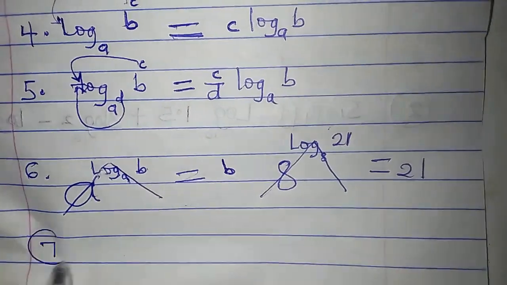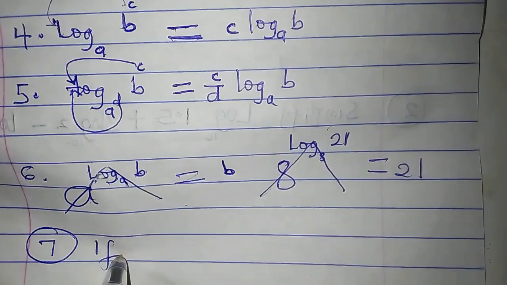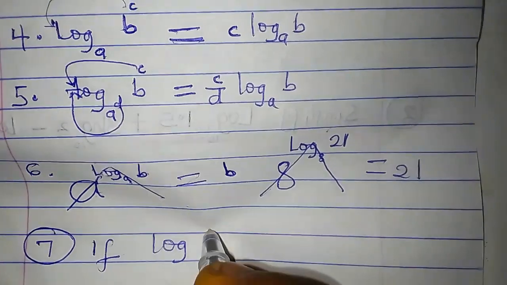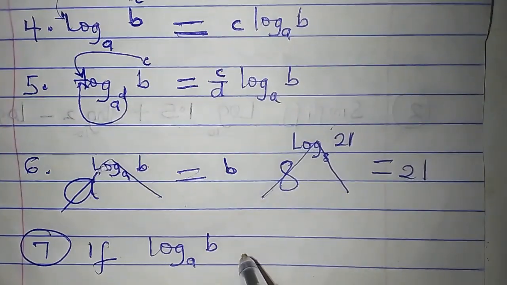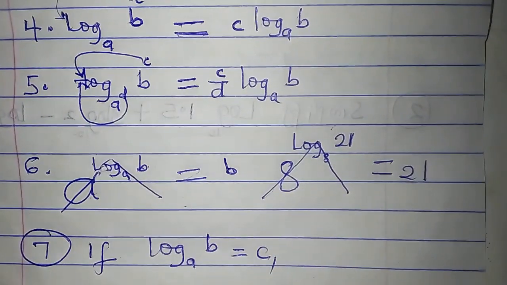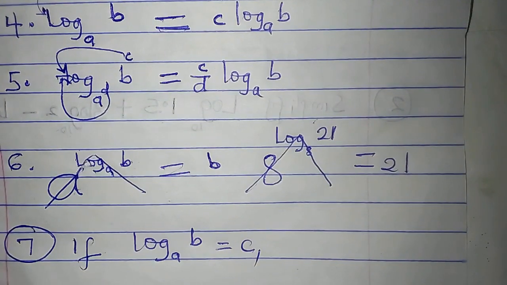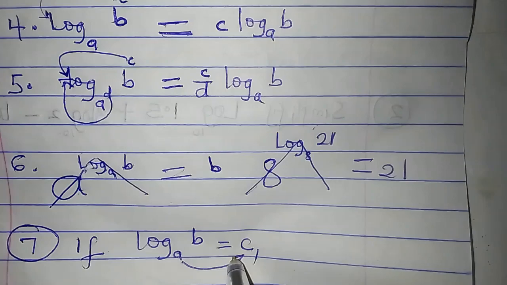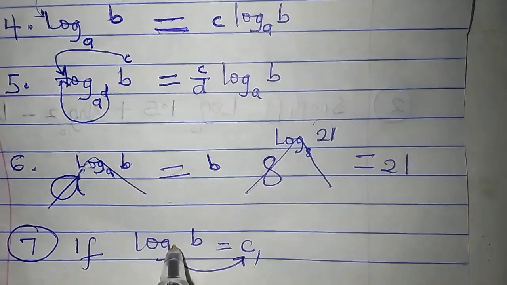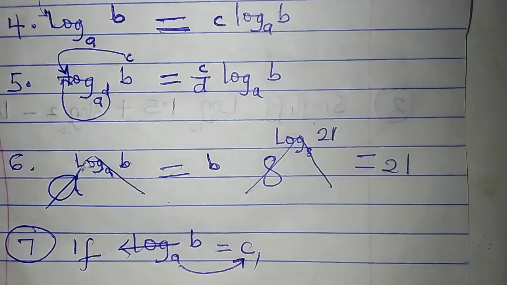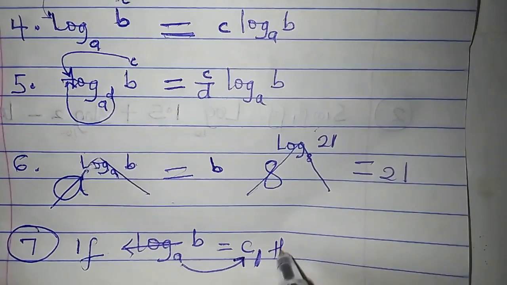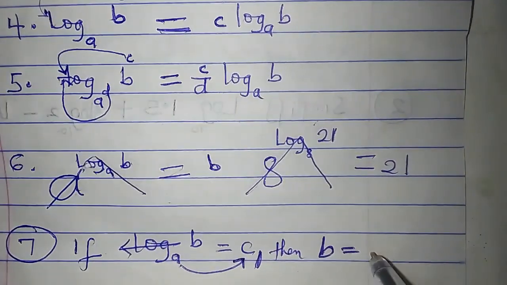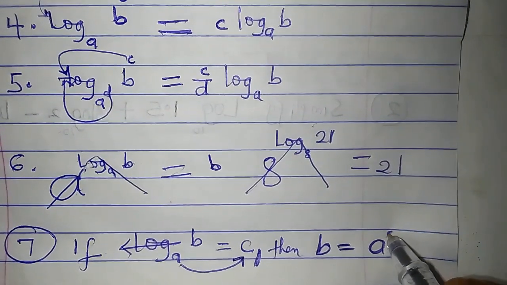On to the next law. If we have an equation like this, log b to base a equal to c, we can write this without the log. So the law says a will take c as a power, the log will disappear, leaving us with b equal to a to the power of c.